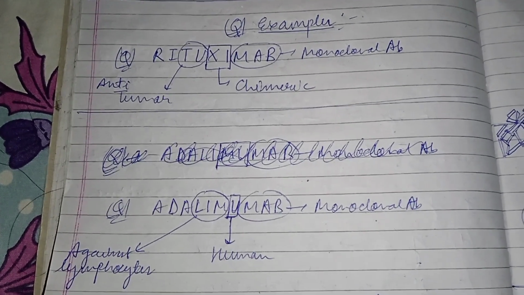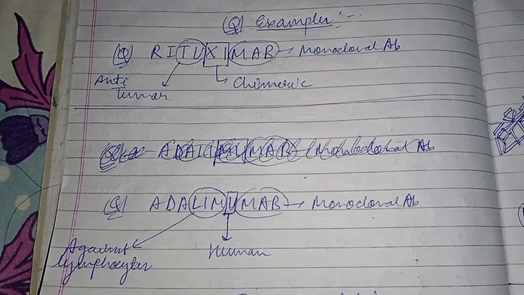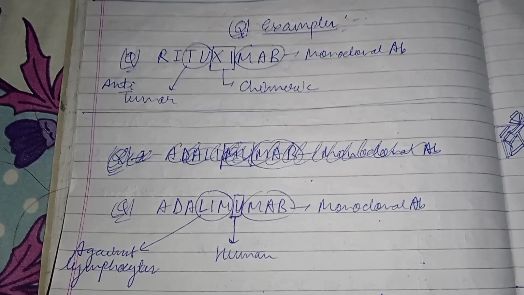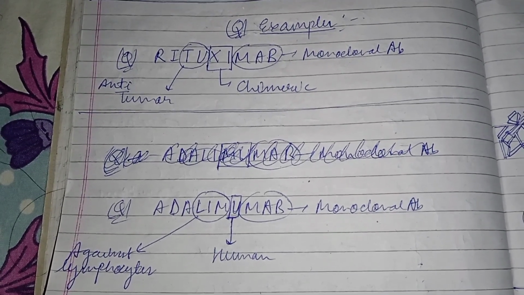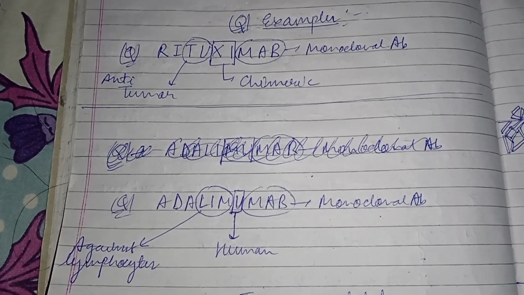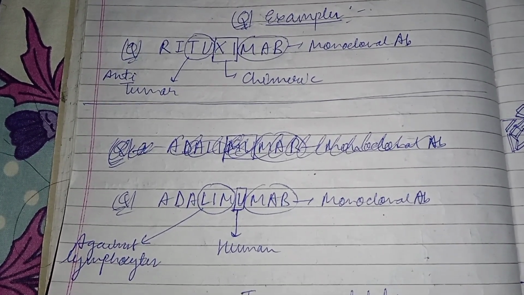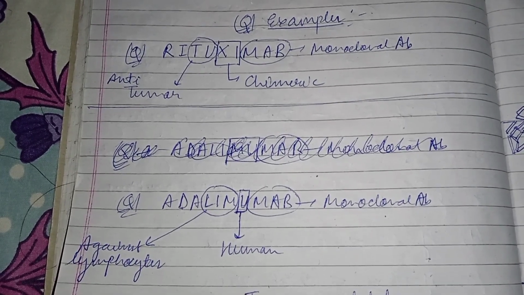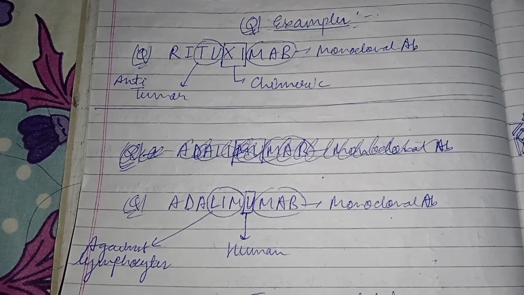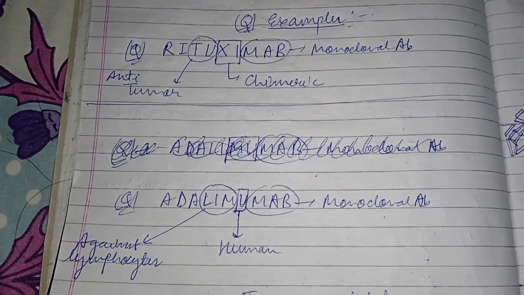Then the next example, adalimumab. The MAB means monoclonal antibody, U means human monoclonal antibody made up of human proteins, and LIM, I have circled it, means it is against the lymphocytes. Adalimumab is a lymphocyte targeting human monoclonal antibody, which is used in rheumatoid arthritis for preventing lymphocytic destruction of the joints. You already know that.